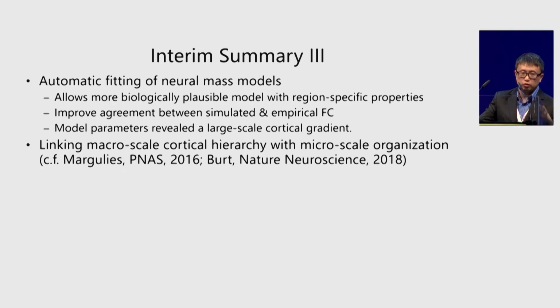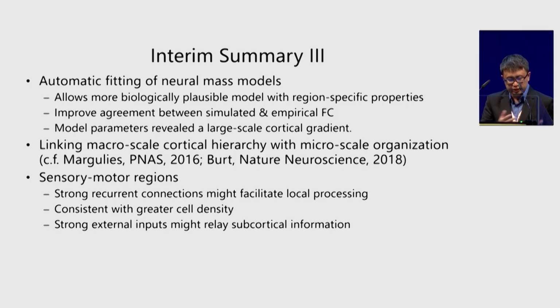There's been a lot of work, for example, in the monkey and primate literature from David Van Essen and others. There's also been work done on this by Daniel Margulies as well as John Murray's group using imaging data. What I'm very happy about with this work is that we were able to use a computational model to link microscale properties of the brain with large-scale gradients.